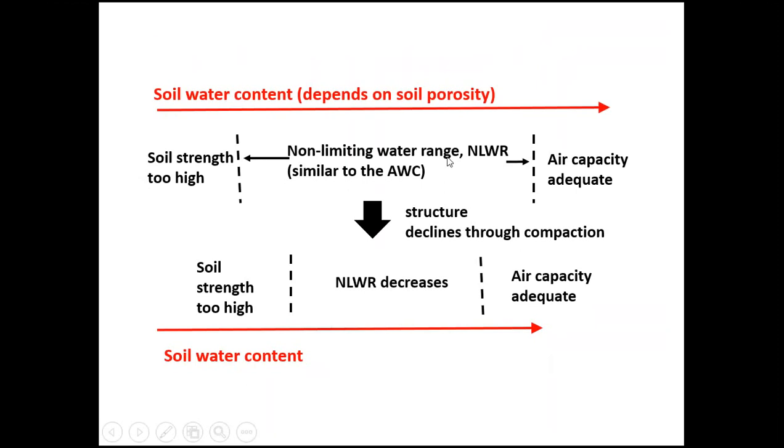This is really the amount of water which is available to the vine, and it is limited at the lower end, that's on the left-hand side, if the soil strength is too high because the roots can't penetrate, and if the water is held at too high a tension, the roots can't extract that water. The upper limit is the drainable limit, where the pores are filled with air. Now, a large non-limiting water range is good, but as the structure declines through compaction, you'll notice how the soil strength becomes too high on the left-hand side. You lose porosity, so that the overall air capacity decreases, and the result of all this is the non-limiting water range will decrease. And that's an undesirable trend which is associated with a decline in soil structure.